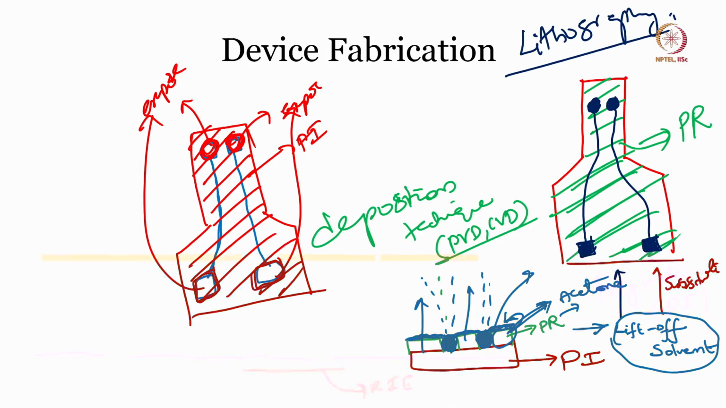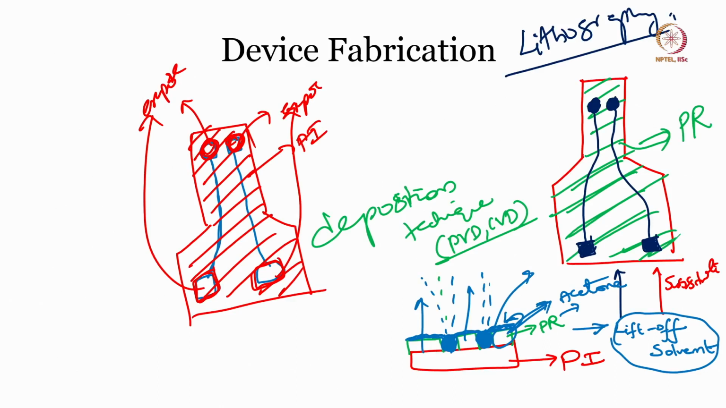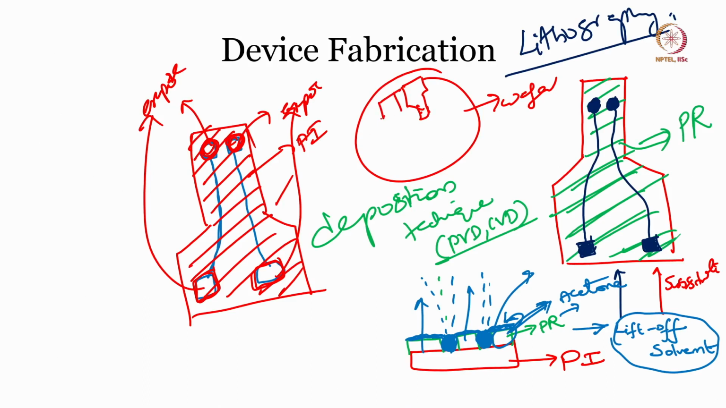Now, what is the other step here? There is something called RIE for device separation. Whenever I fabricate the devices, I will not go for only one device, because I have an entire wafer. On this wafer, I have n number of devices like this, n number. So many like that will be there, depending on the size of this device and all.